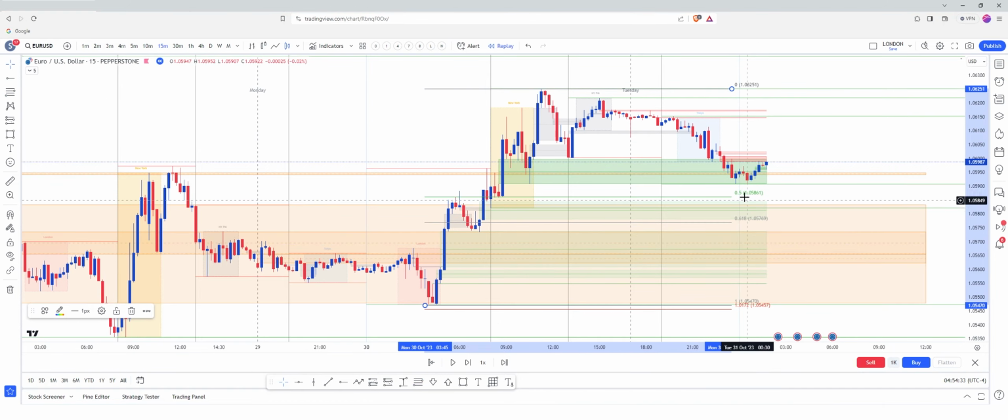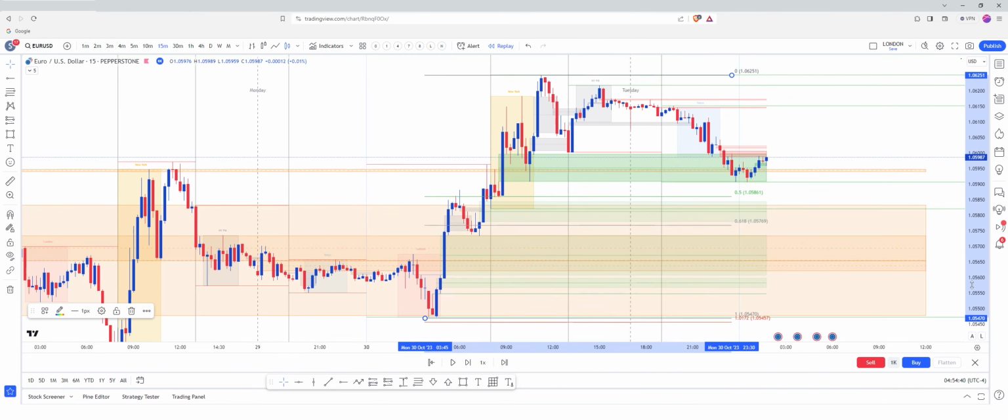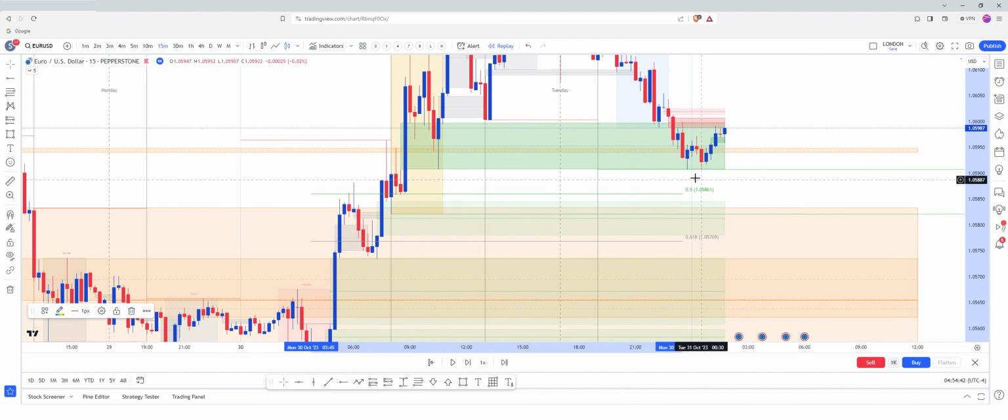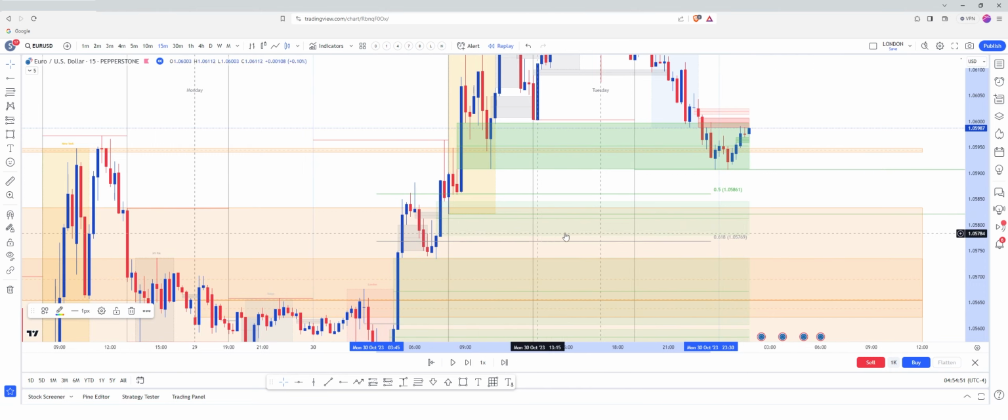Ideally, I'd like to be looking for longs in a discount and then shorts obviously in a premium of this range. We can see that we do have relative equal lows in the Asia session. So this is two relative equal lows, untapped liquidity for the Asia low here. And we've got this large 15-minute fair value gap into a discount.